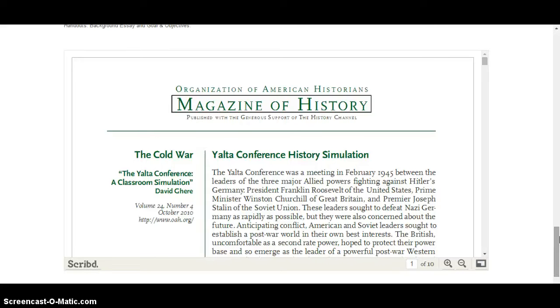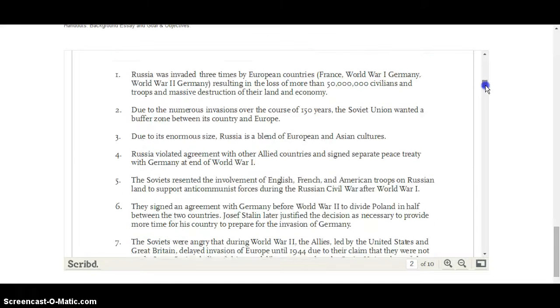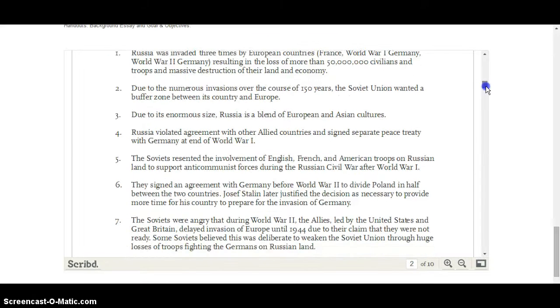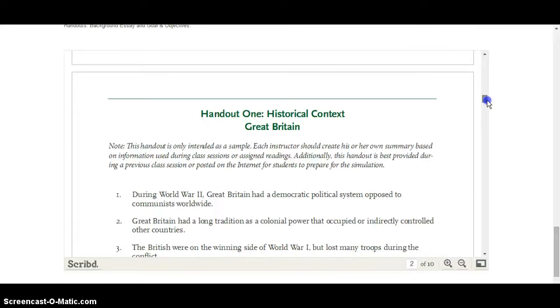There's going to be like a list of 10, and let me show you here. So I have that one historical, this is the Soviet Union. So these are some things that happened to them.